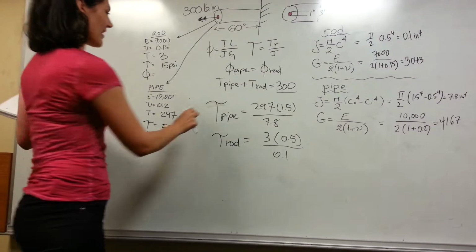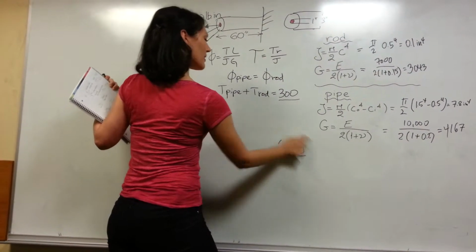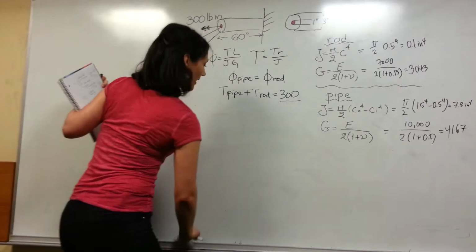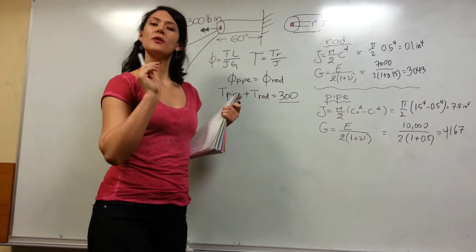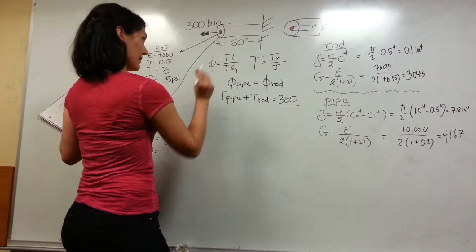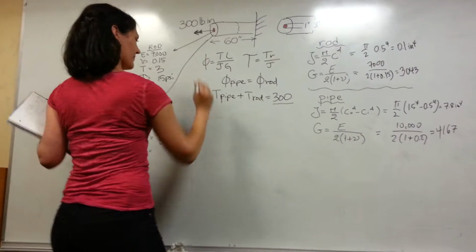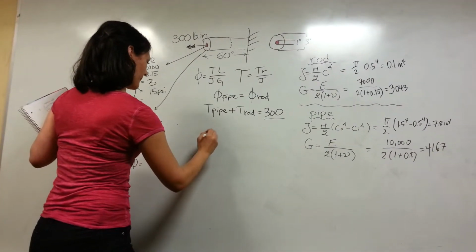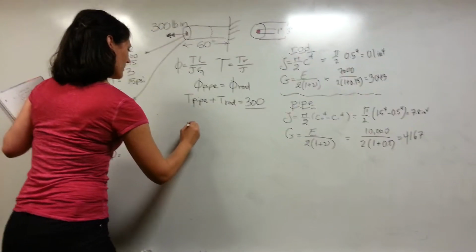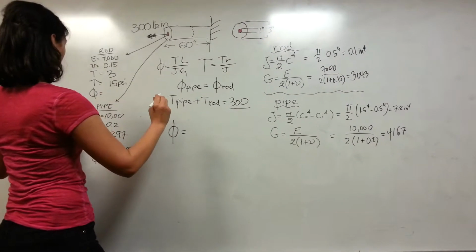We just have to find the angle of twist. And since it's the same for the pipe and the rod, we just have to choose the parameters for one or the other. And again, we want it right in the middle. All right. So now we take the same torque, right? The 3. We'll do it for the rod.